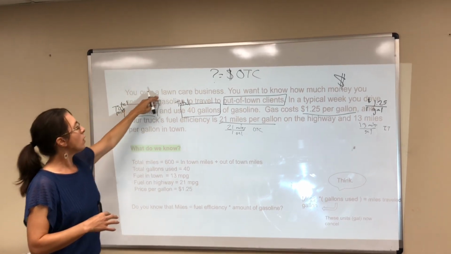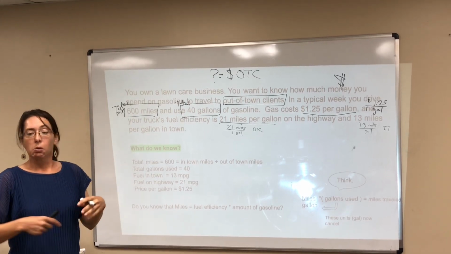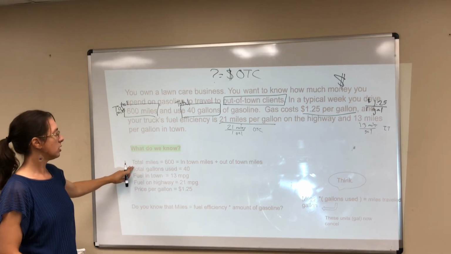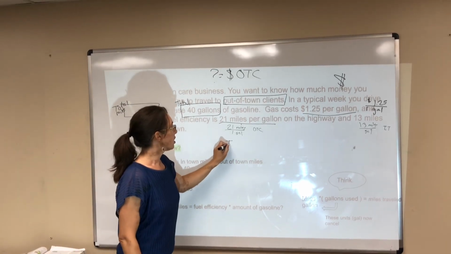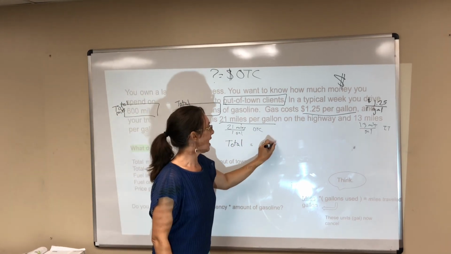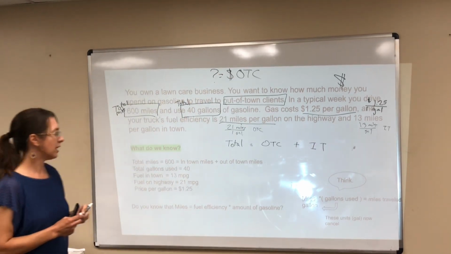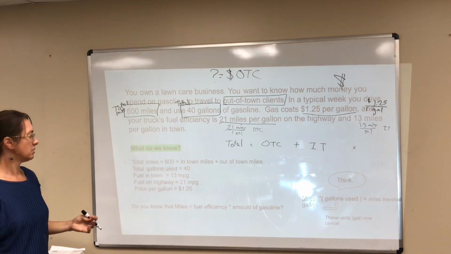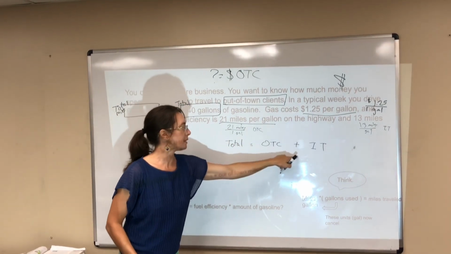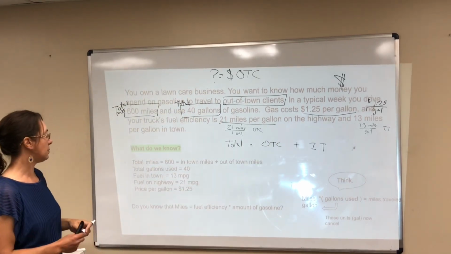So we want to know how much money is spent on out-of-town people. Let's just start. How do we get them? What do we travel in the first place? We've got totals. I know that the total of what I travel is out of town and in town, correct? Yep. We can start there. That means my total miles is out of town plus in town, and my total gas is also out of town plus in town.